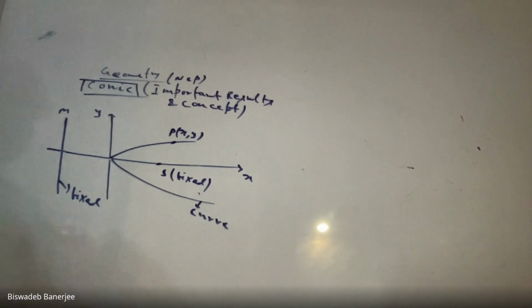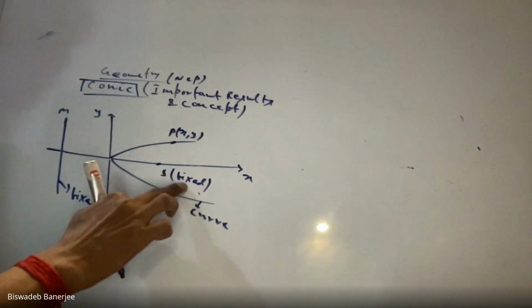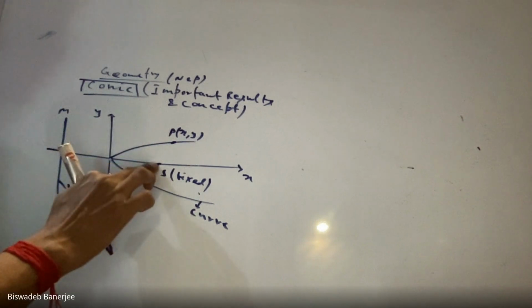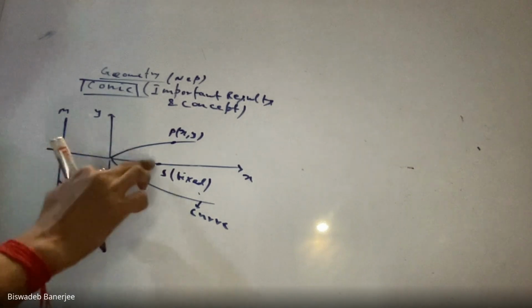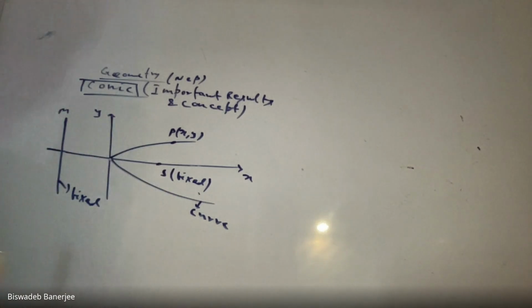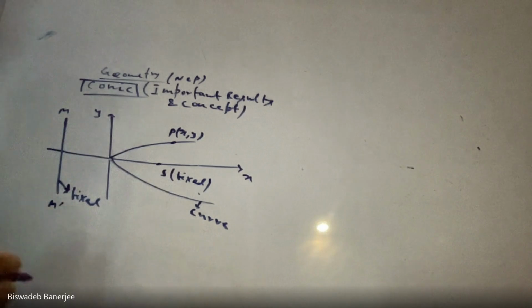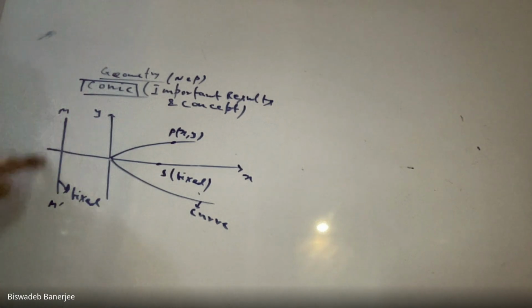Suppose S is a point on the x-axis and this point is fixed. That means you can't move the point. This point S is totally a fixed point. And suppose there is a straight line MM', which is also a fixed straight line. So my point S is fixed, you can't move it, and this straight line is also fixed.